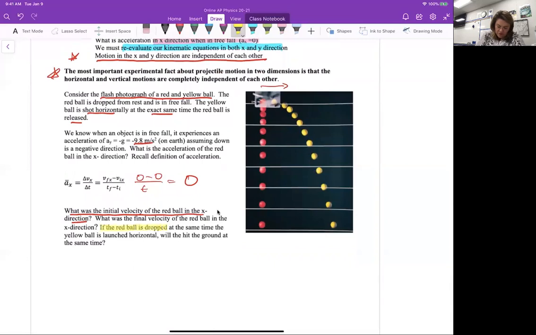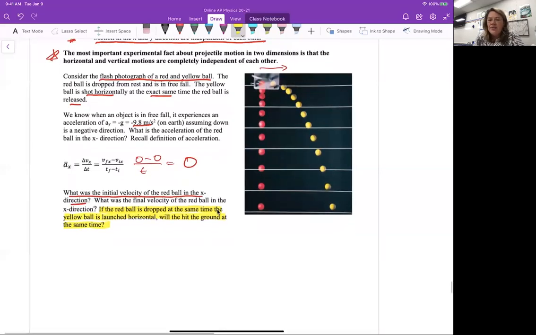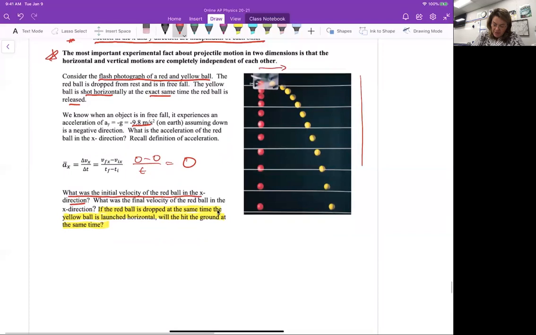Now here's what I want you to know. If the red ball is dropped at the same time that the yellow ball is launched, will they hit the ground at the same time? Well, that flash photography actually is a certain number of pictures per second, okay? And notice the picture actually shows you, and there are awesome videos that prove it to you. So here's my Y-axis, here's my X-axis. Those balls actually hit the ground at the same time, and that is really hard to visualize ourselves.